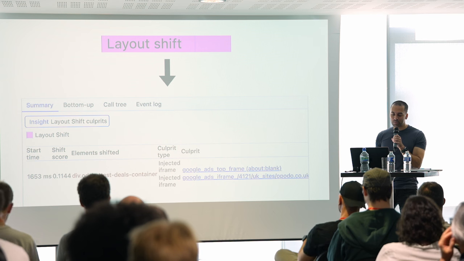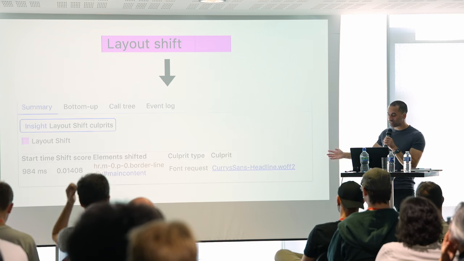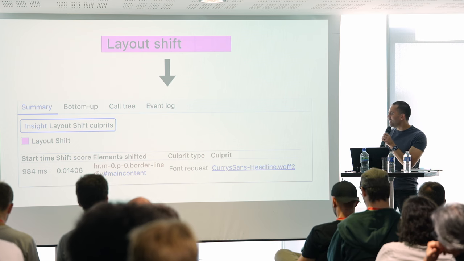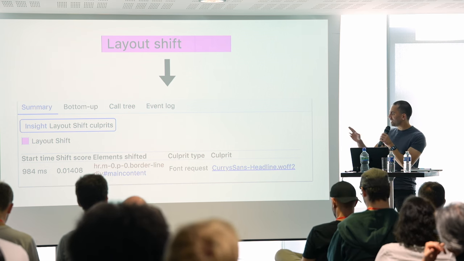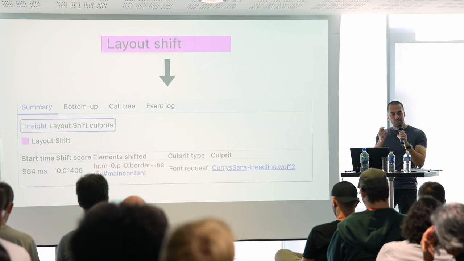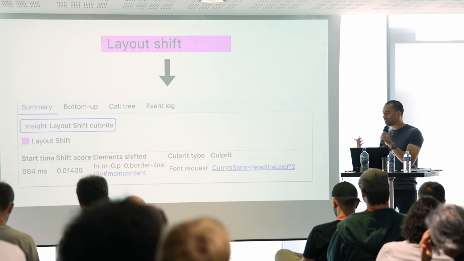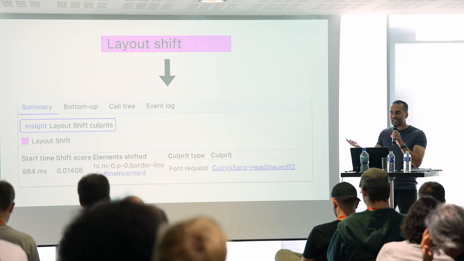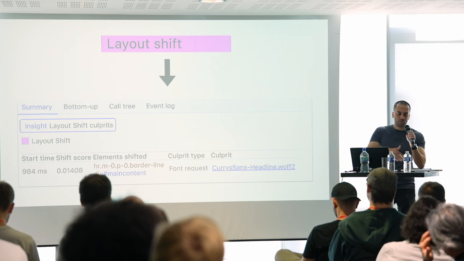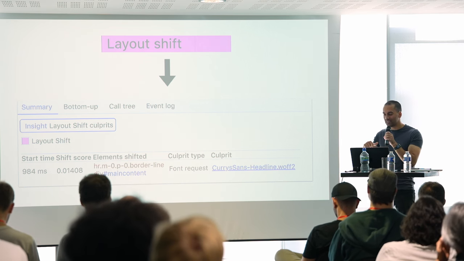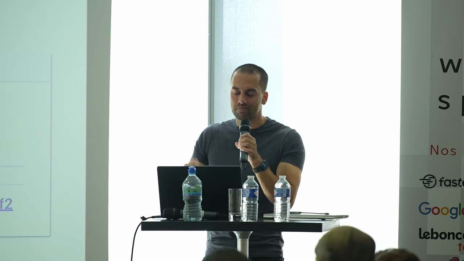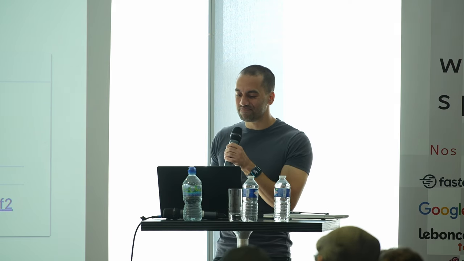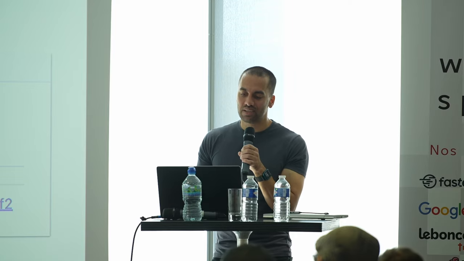You've got a culprit at the bottom there, and that culprit can be things like a web font. So here I am on Currys, a retailer, and it's indicating to me that there is a custom web font that's come in and that has contributed to a layout shift. And so this highlights to me as a developer, oh, I know exactly what's going on. There's clearly a fallback font, and the web font comes in, it changes the dimensions or the font metrics, and things are shifting around. So this helps me interpret the thing that I'm seeing.